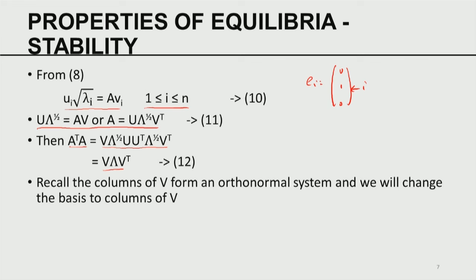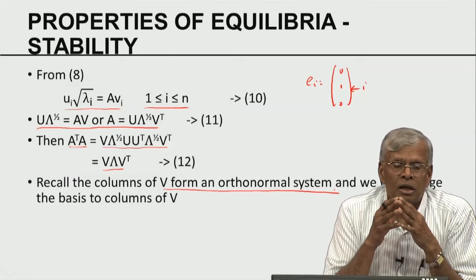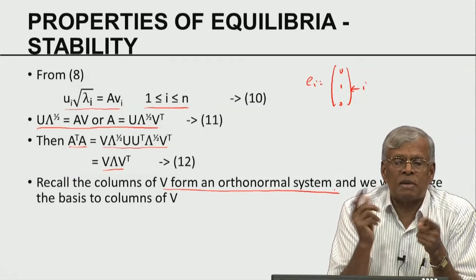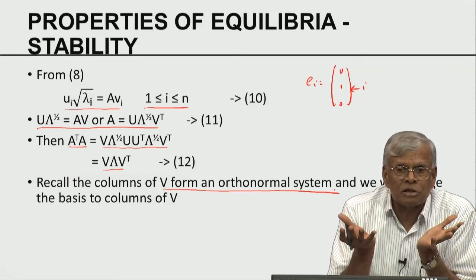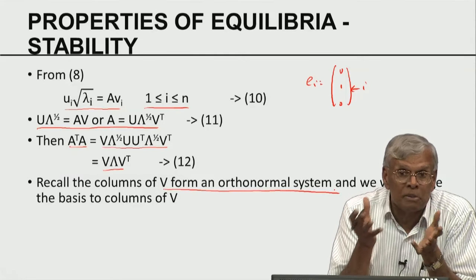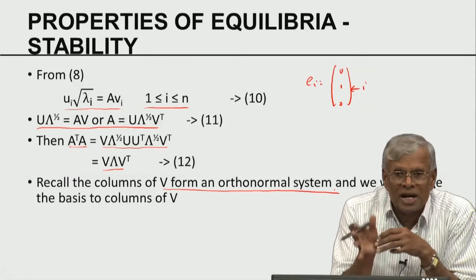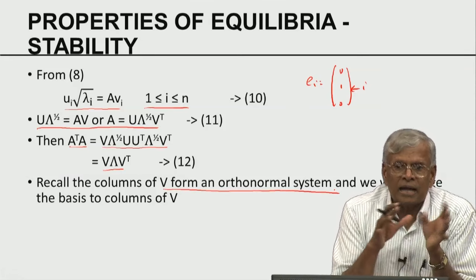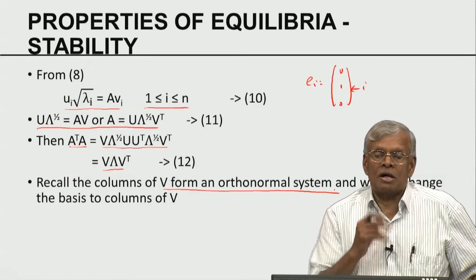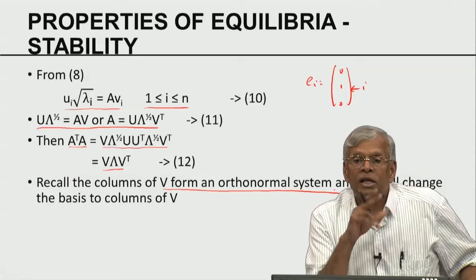So now we are going to gain by changing the analysis from the given simple coordinate system to an orthogonal system defined by V, the columns of V. What are the columns of V? They are the eigenvectors of the matrix A transpose A. Given a space, we should always have n basis vectors. If the basis vectors are orthogonal, it becomes an orthogonal basis. If the basis vectors are not orthogonal, it is a basis, but doing arithmetic in a non-orthogonal basis is a little bit more involved. So we are simply changing from one orthogonal basis to another orthogonal basis, and that is going to throw a lot of light on the behavior of the Rayleigh coefficient.